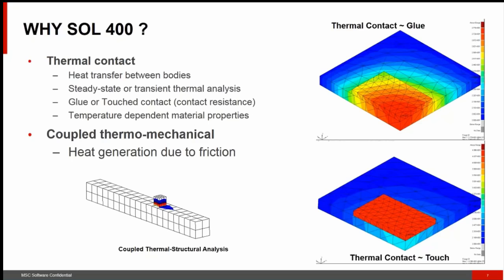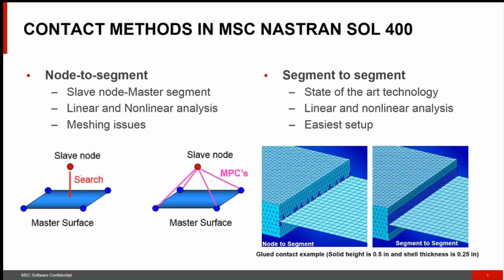Here, for example, we can see the friction heating. This is also considered in the coupled thermal structural analysis. It's a capability that is available and can be used. And you can see here that when we run the analysis, the temperature of the block is rising as the model goes through. So these are some of the capabilities that are available in Nastran Solution 400 when it comes to contact.